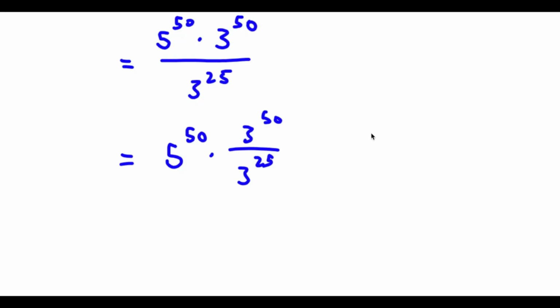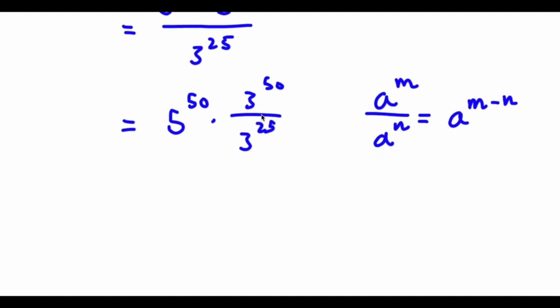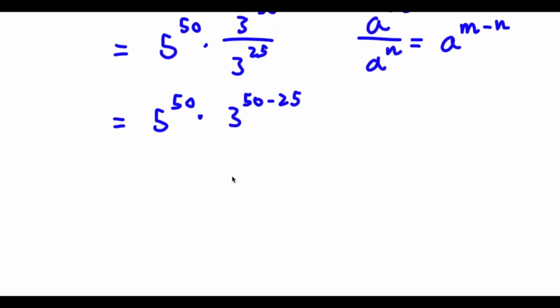And now if I have something in the form a to the power of m over a to the power of n, this is equal to a to the power of m minus n. So 3 to the power of 50 over 3 to the power of 25, that's going to equal 3 to the power of 50 minus 25. And 50 minus 25, that's equal to 25. So now I have 5 to the power of 50 times 3 to the power of 25.